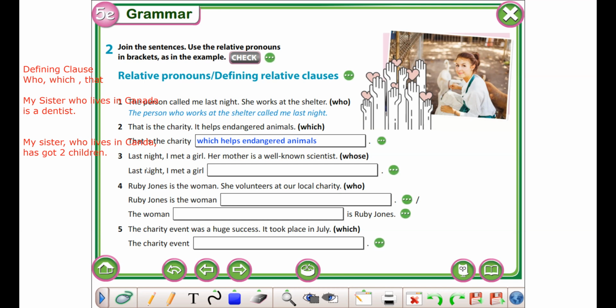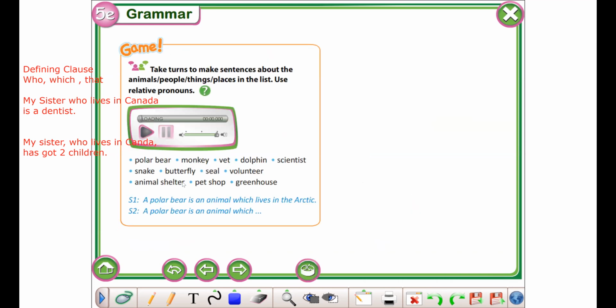The charity event was a huge success. It took place in July. The charity event, which have a huge success, took place in July. Не, по-скоро, който се случи през месец юли, имаше огромен успех. The charity event, which took place in July, have a huge success. Чудесно. Тоест, това упражнение нямахте никакви проблеми.